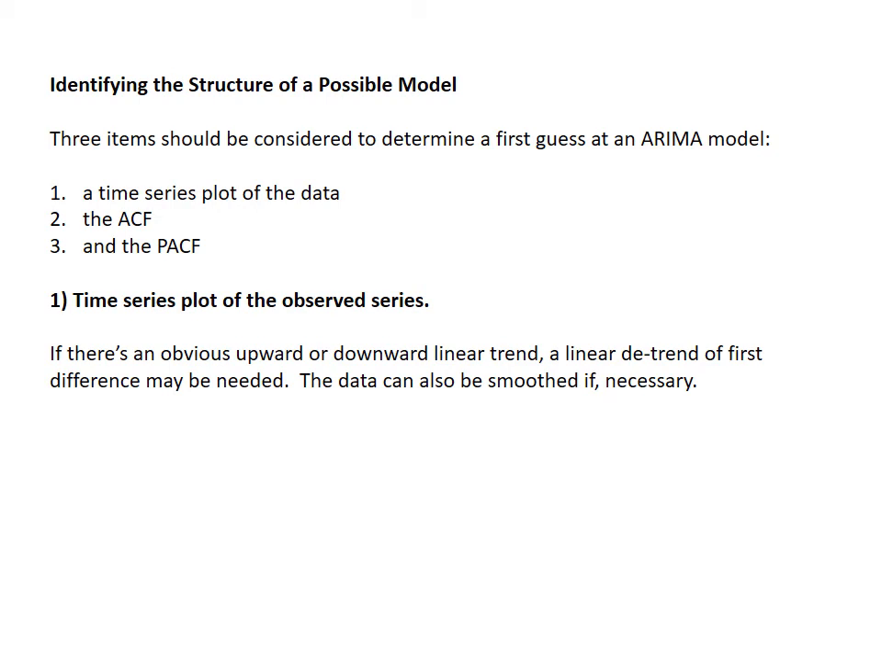And we talked about a number of ways to do that. We can linearly detrend the data. We can smooth it. We can take a first difference. All of those are options for trying to take data that is non-stationary and put it into a stationary environment so that we can then estimate an autoregressive or moving average model.